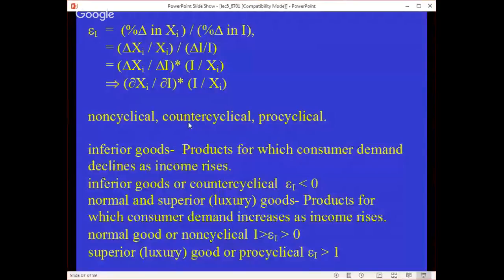We do the same algebra as we've done before, right? And I get the partial of xi with respect to I times I over xi. And by the way, we can do the same thing for cross-price elasticity. We just change I for pj.